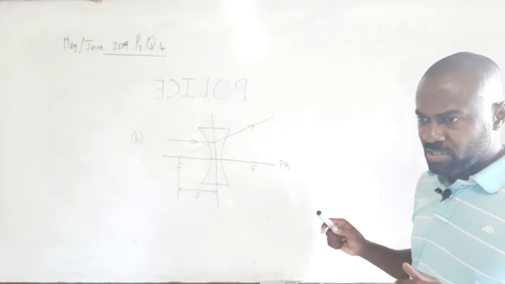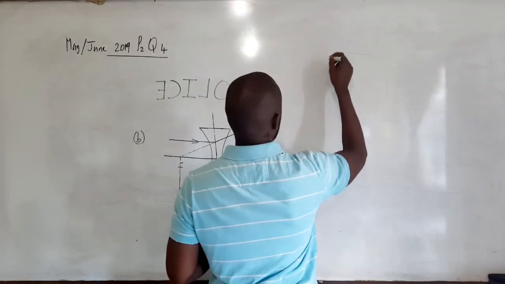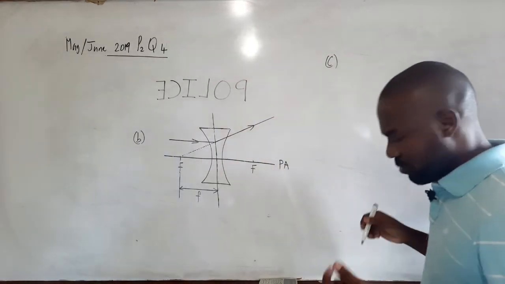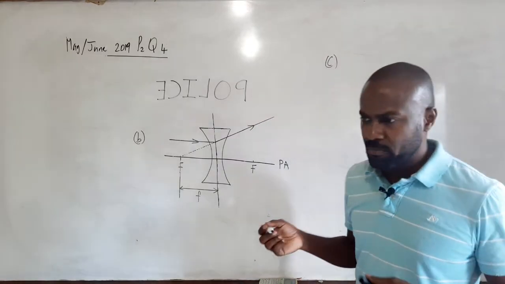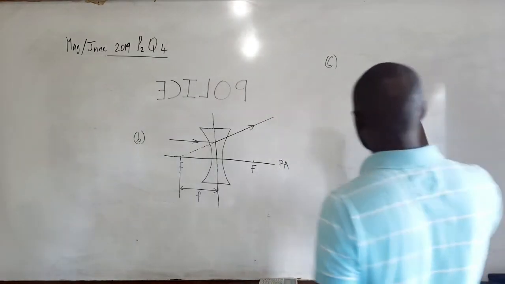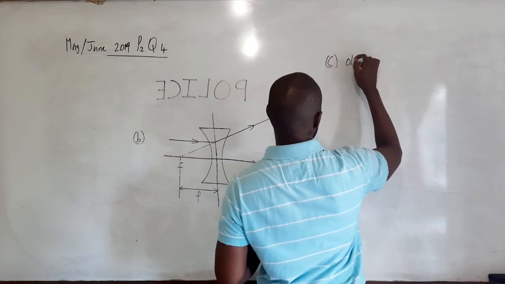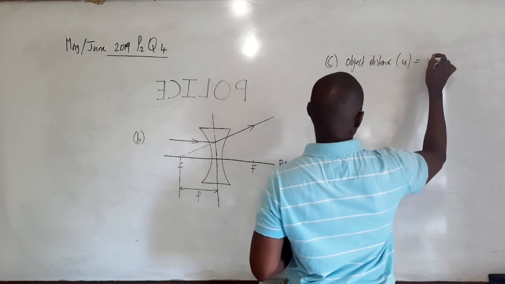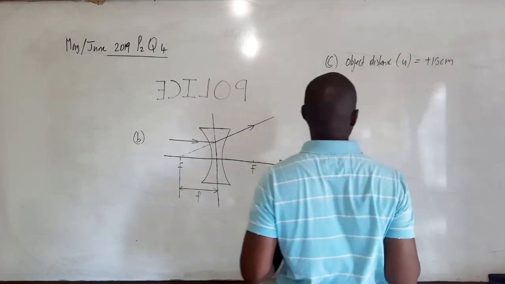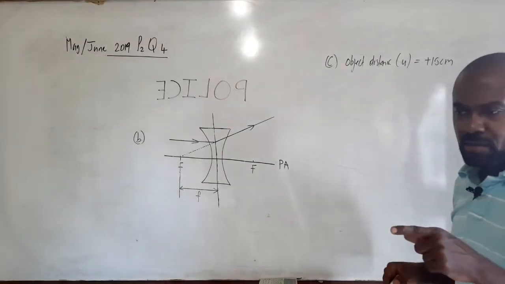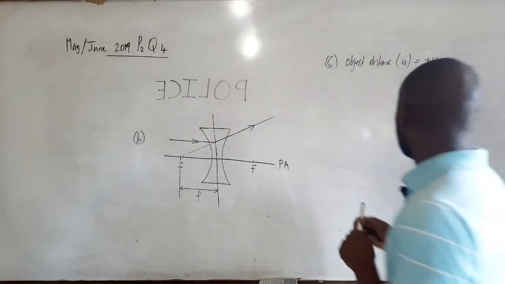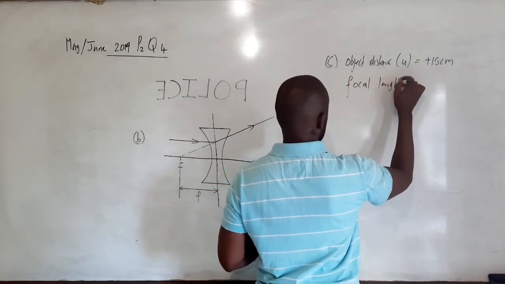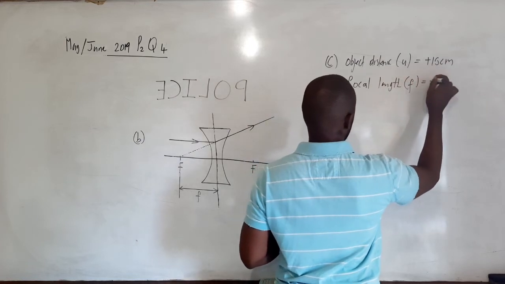Calculate the image distance. So let's look at part C and write the information that we have. The object was placed 15 centimeters in front, which means that this is a real object, and therefore the object distance U is equal to plus 15 centimeters. Good. Now the focal length of the converging lens is 5 centimeters. So the focal length F equals plus 5 centimeters.